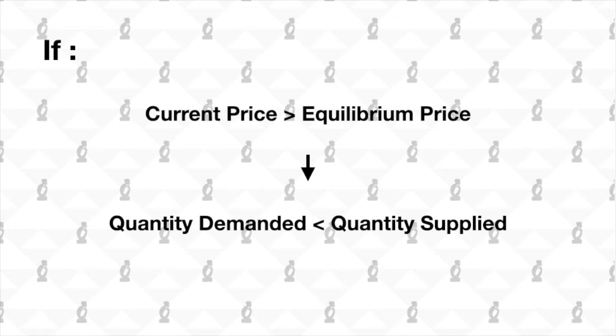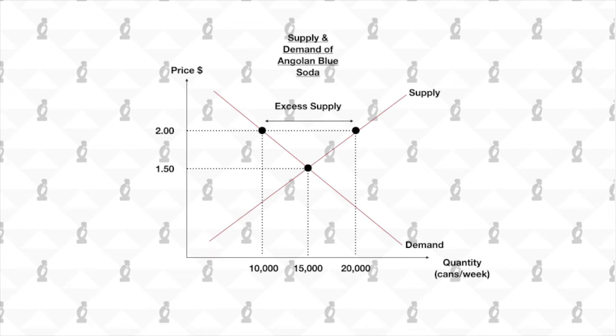At a price higher than the equilibrium, the demand will be smaller than that of supply. From the graph, we can see that the equilibrium price and quantity is $1.50 and 15,000 cans of blue soda. However, we also see that at an increase of price to $2, demand has lowered to 10,000 cans of blue soda, and supply itself has increased to 20,000 cans of blue soda. Looking carefully at the graph, it can be seen that at a price of $2, there is a space in between the demand curve and the supply curve. That space is due to an excess of supply.